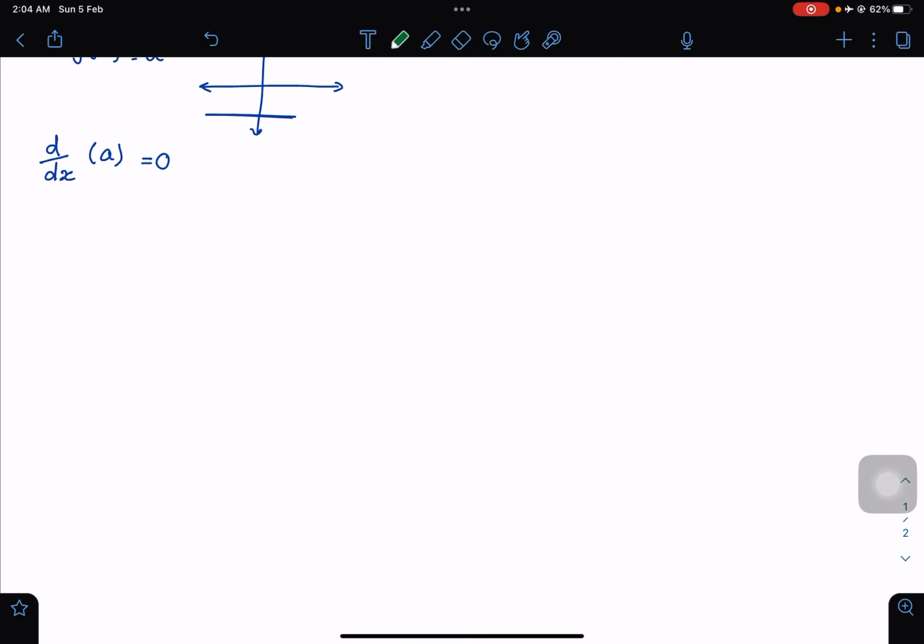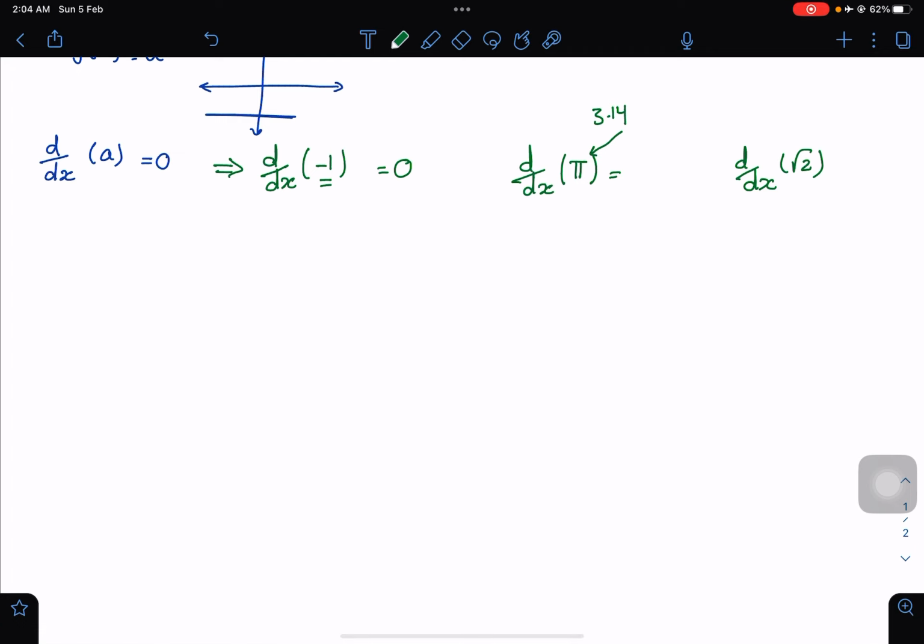Example, if I asked you to find d over dx for -1, d over dx for pi, d over dx for root 2. First, is it a constant number? Yes, so put 0. Is pi a constant number? Yes, because pi is 3.14, so it's a constant number, so put 0. And root 2 is also a constant number, so put 0.